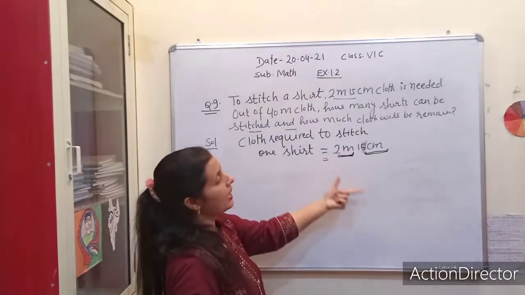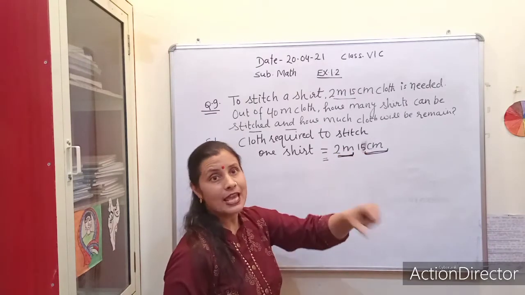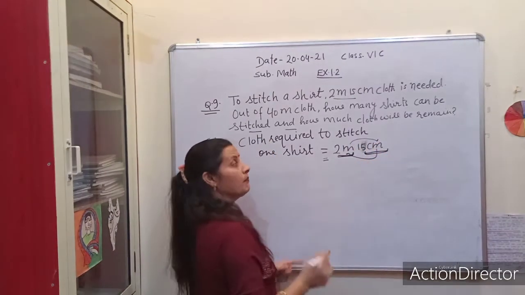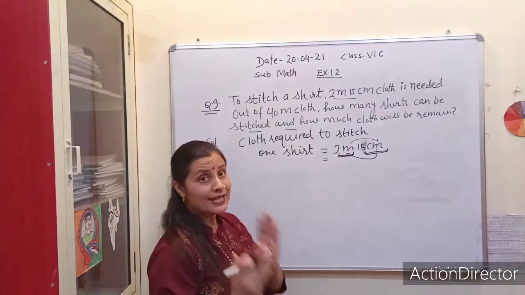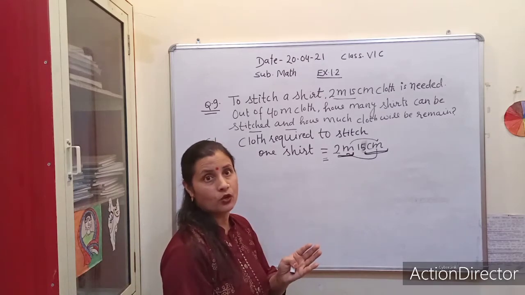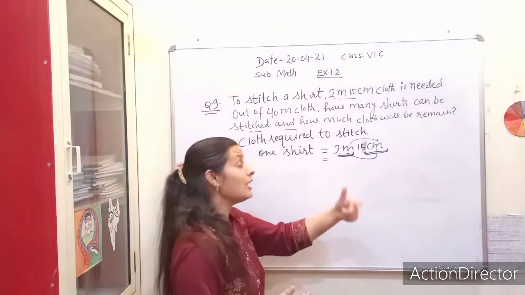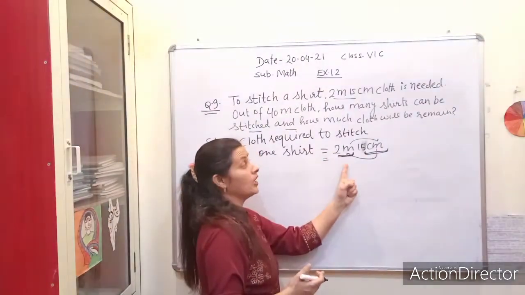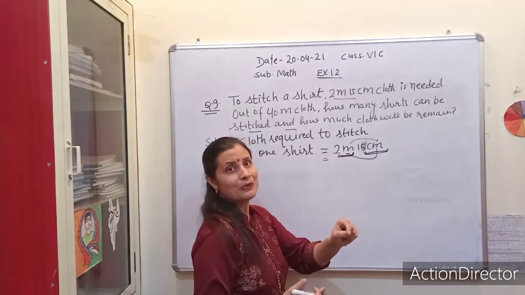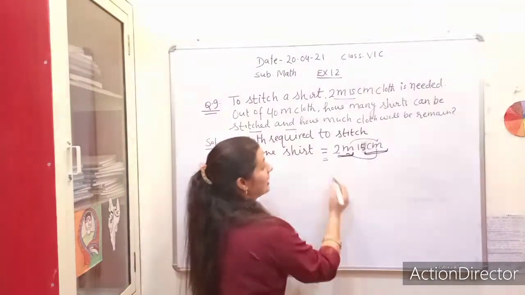This is the rule. To make our calculation easier, we have to change it into the same unit. Either we can change meter into centimeter or centimeter into meter. But the easiest way, always convert bigger unit to smaller unit, because while changing bigger unit to smaller unit, we have to multiply. But if we change smaller unit to bigger unit, we need division. So division is difficult in comparison to multiplication. So we can change it.